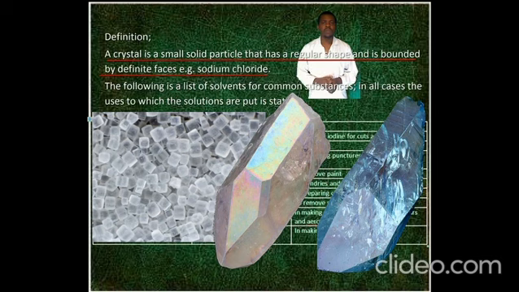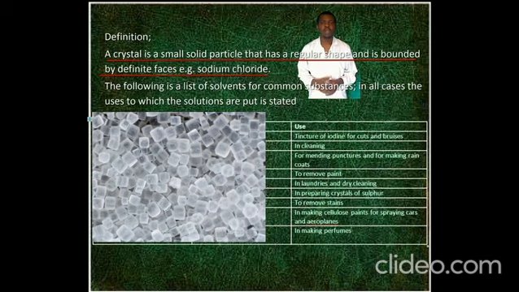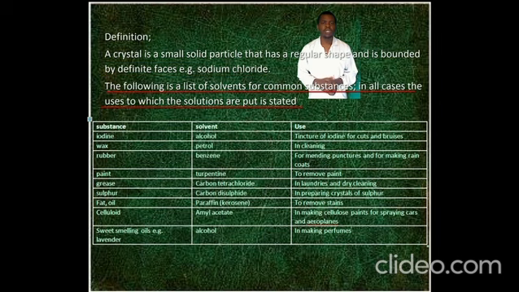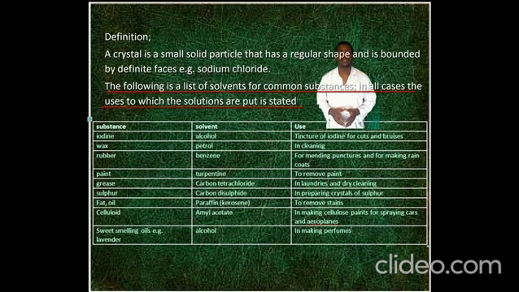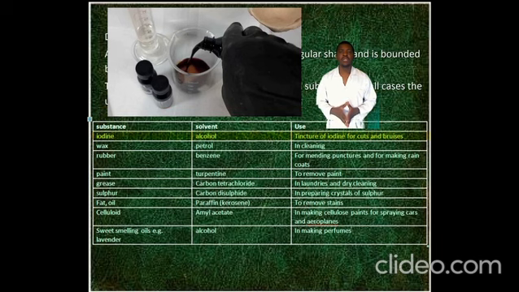A crystal is a small solid particle that has a regular shape and is bounded by definite faces. Example, sodium chloride. The following is a list of solvents for common substances. In all cases, the uses to which the solutions are put is stated. Iodine is dissolved in alcohol to make a tincture of iodine for cuts and bruises.